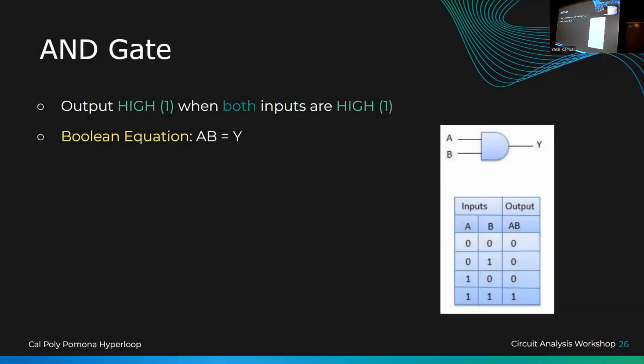AND gate. Okay, let me say AND gate. Like I said, if you want to turn on a light bulb with 2 buttons, and both buttons have to be turned on for the light bulb to turn on, use this circuit. So for example, we have point A as input and point B as output.